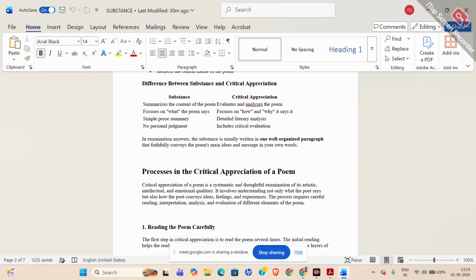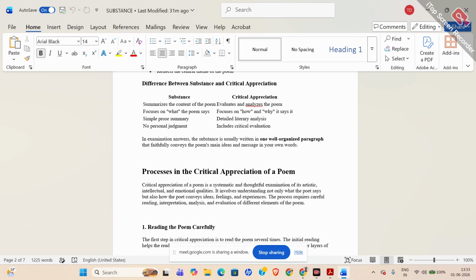So what is the poem saying? That is the substance. কি বলছে? But how and why it says it. কিভাবে বলছে, কেন বলছে? These two questions are important when you are going to write a critical note. Substance is a simple prose summary. There is nothing more to a substance than a simple prose summary in simple language. But critical appreciation is a detailed literary analysis.